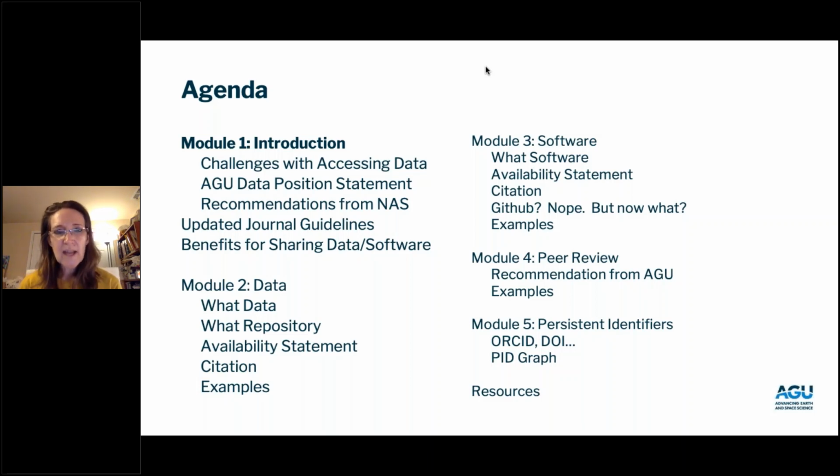There are a couple slides giving you links to the resources we've used for these materials, and we'll provide access to those as well. The slides will be on Zenodo, and you can use the title of this presentation to locate those. All right, let's get going.